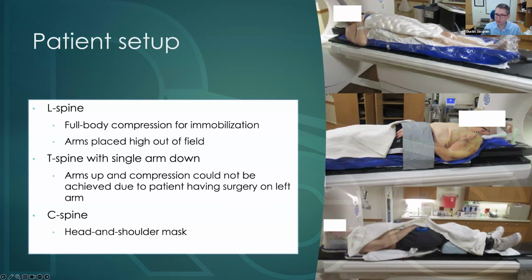This T-spine example here is a little bit exceptional. This patient had surgery on their arm, and because of that, putting immobilization pressure on the arm was actually quite painful for this patient. And so we did use a mold underneath to have a comfortable, reproducible position, but we had to forego the compression due to patient pain. We created a comfortable place for the patient to rest their arm, and we ended up using surface imaging just to make sure the patient wasn't moving, which was the best we could do for this particular patient in their circumstances. Lastly, for C-spine treatment, we use a typical head and shoulder mask and kind of our conventional head and neck setup for those patients.